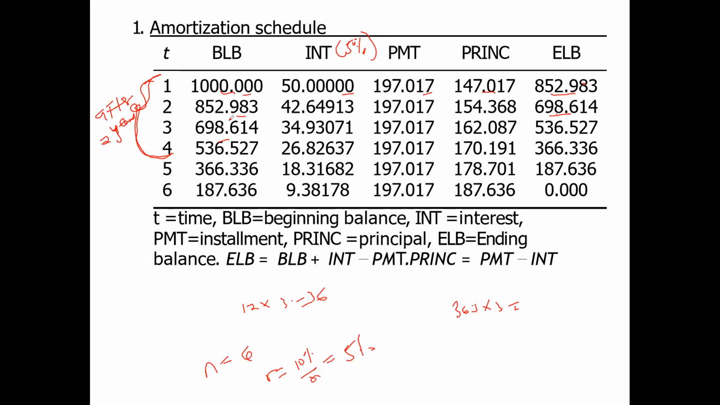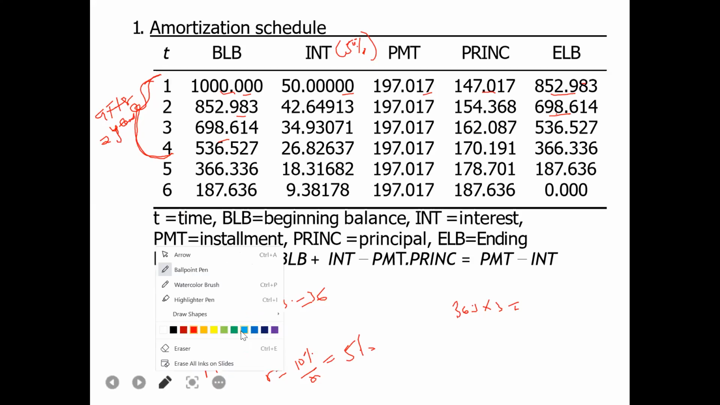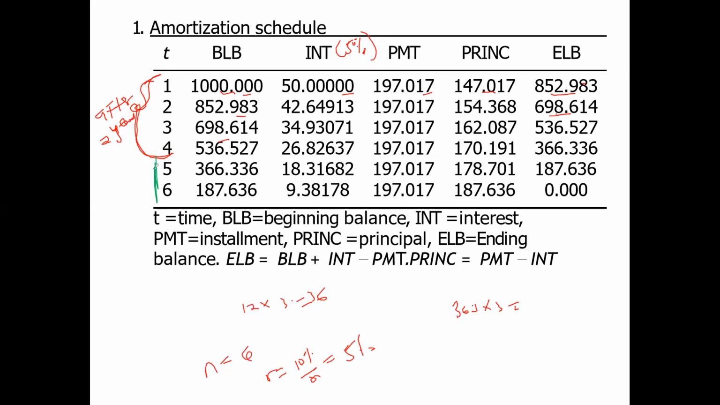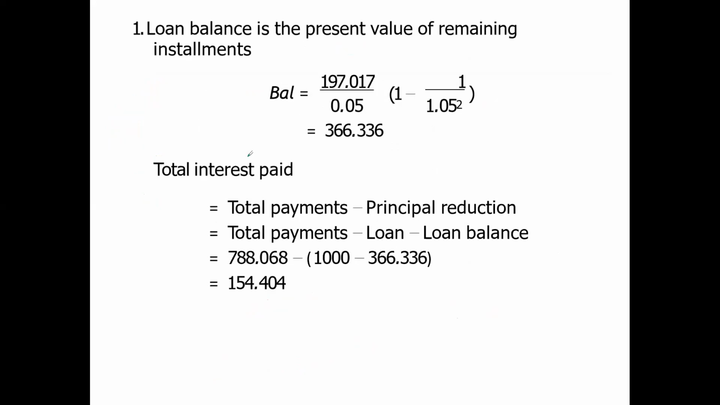Okay, they want your balance after 2 years. So your balance after 2 years is technically the balance left to pay here. What is left here to pay? Your balance after 2 years simply means your balance after 4 semi-annuals. So after 4 semi-annuals, how much balance do you have to pay?